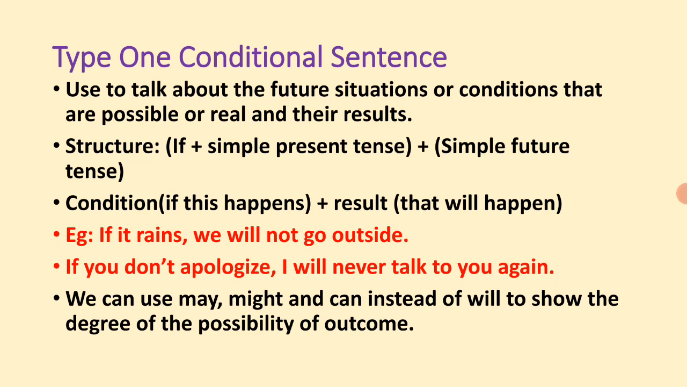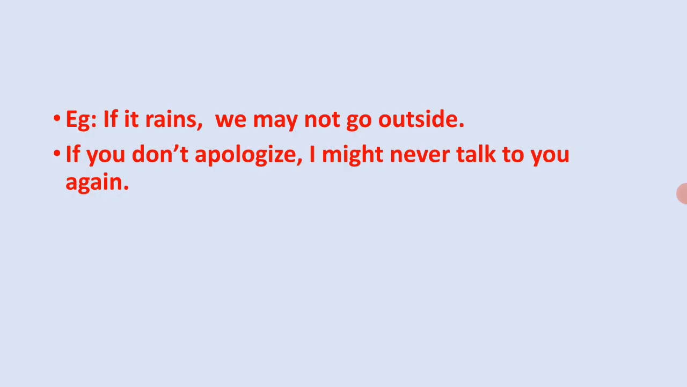And we can use may, might and can instead of will to show the degree of the possibility of the outcome. So if we are replacing will, we can use may, might and can. See the example. If it rains, we may not go outside. So here we have used may instead of will. If you don't apologize, I might never talk to you again. Here we have replaced will with might.